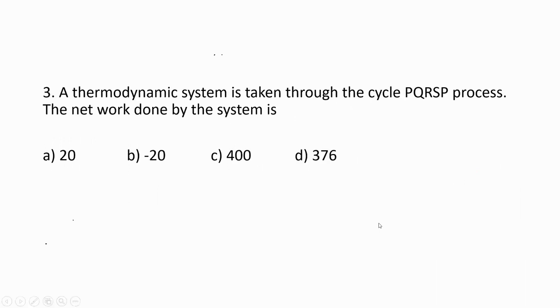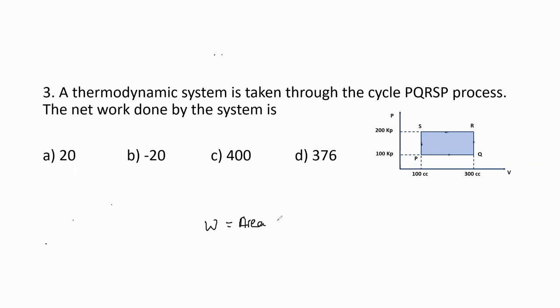Next question. A thermodynamic system is taken through the cycle PQRSP. The net work done by the system is, so we need to calculate the net work done here, that is given by, work done is equal to area under rectangle PQRS, area under rectangle PQRS.